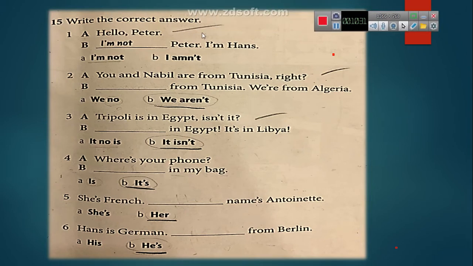Here, write the correct answer. It's the same exercise. Hello, Beta. Here, about clipping, we couldn't say "I'm not" here; we will say "I'm not Beta. I'm Hans."